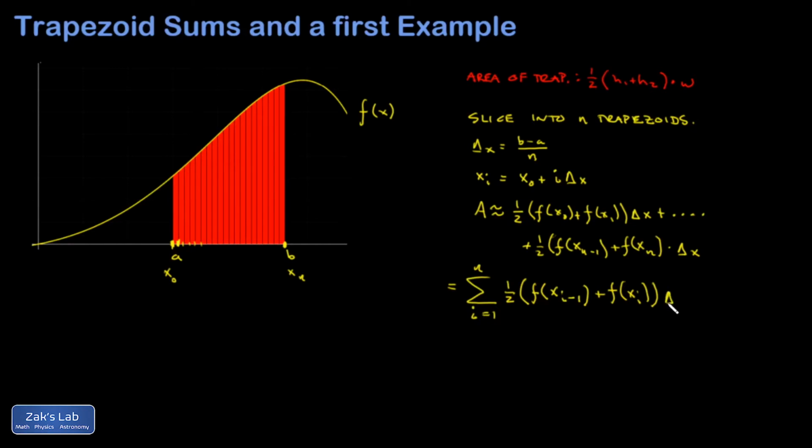I don't want to forget my delta x here. And then I'm going to check on the last rectangle. If I plug in i equals n, then I'm going to end up with an f of x sub n minus 1 and an f of x sub n here. So the last one works. And now I've got a general formula for a trapezoid sum.